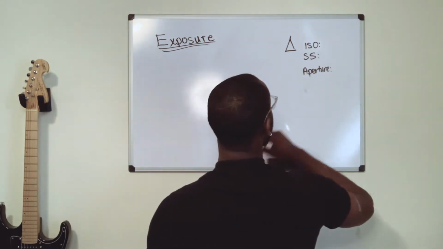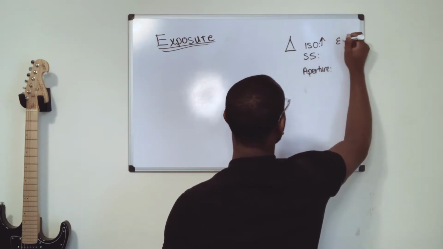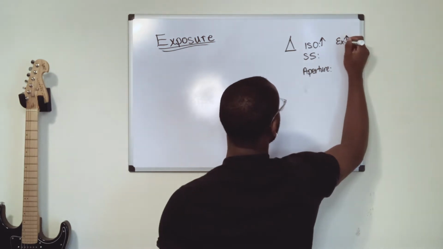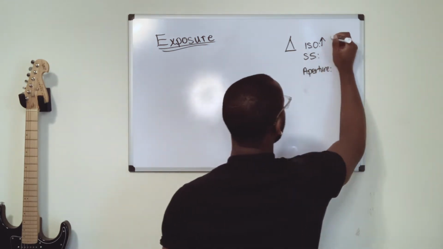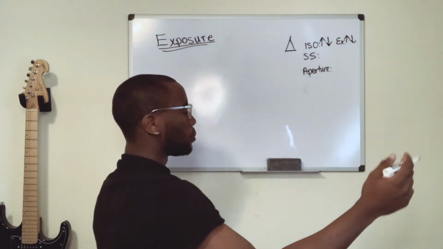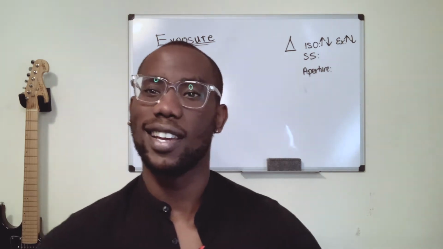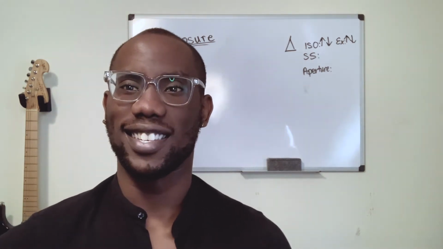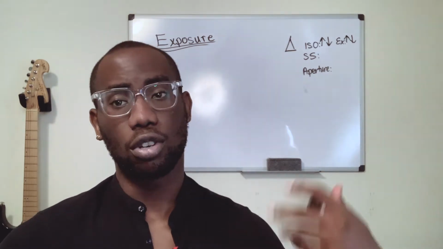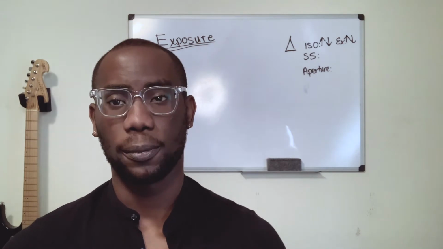So when ISO goes up, exposure goes up. When ISO goes down, exposure also goes down. All right, so they work in parallel in that way. That's why I brought it up first, because it does get confusing after this. So you want your image to be brighter? One option, you can turn the ISO up. You want it to be darker? You can turn the ISO down.